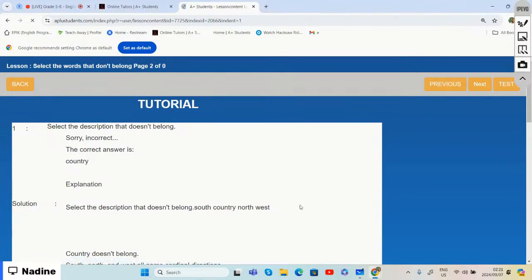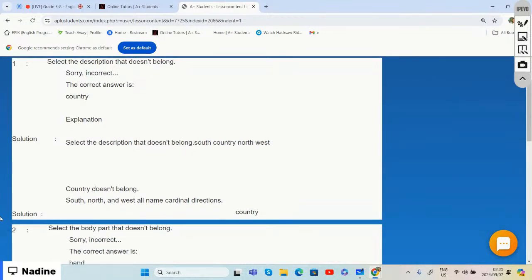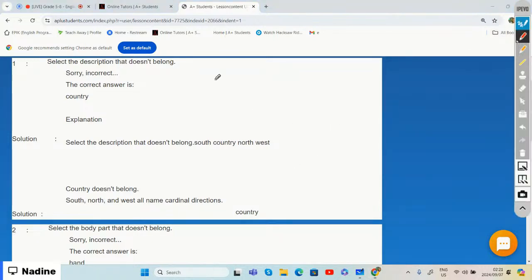All right, let's go next and let's look at more examples. Before we go to our test, we have south, we have country, we have north, and we have west. What is the word that is not related to the other words? What is the word that doesn't belong in that group? What is the word?